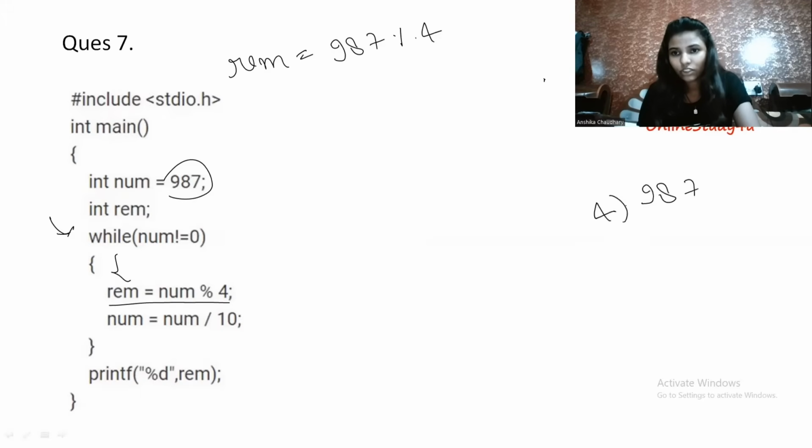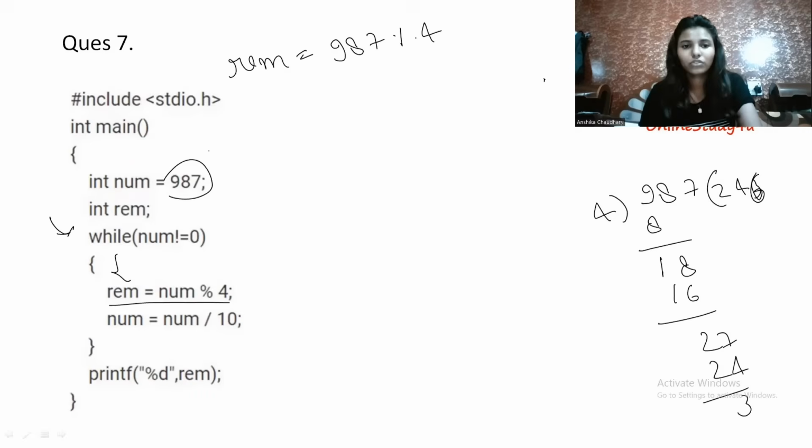So when we divide 987 by 4, we get 4 eights are 32, remainder 1, 4 fours are 16, remainder 2, and then 7. 4 ones are 4, remainder 3, I think. Yes. So now the remainder is 3. So the remainder is now 3 the very first time. Now coming on to the next line. Next line will become num assign num divided by 10.